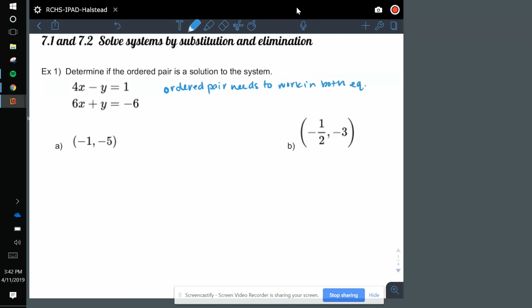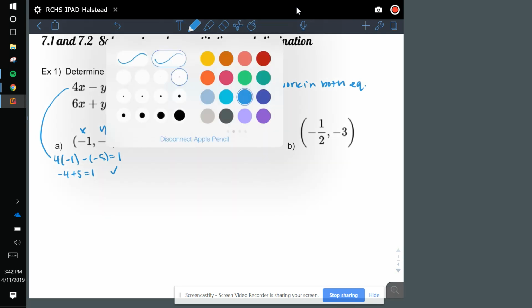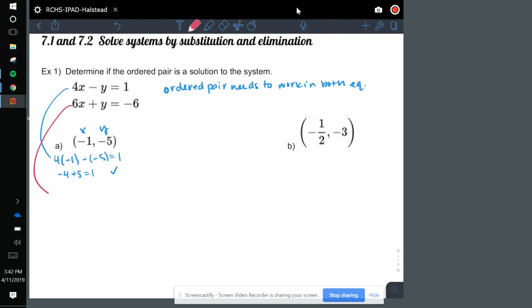Okay, so let's go ahead and start with the first one. 4 times our x is -1 and our y is -5. So 4 times -1 minus -5 is equal to 1. Let's see, -4 plus 5, that does equal 1, so that verifies. But am I done yet? Nope. Gotta try it in the second equation.